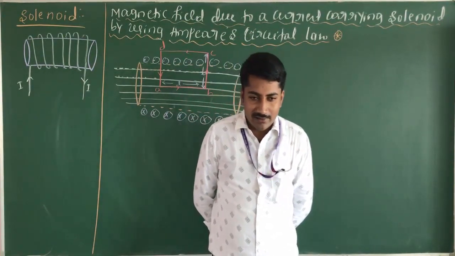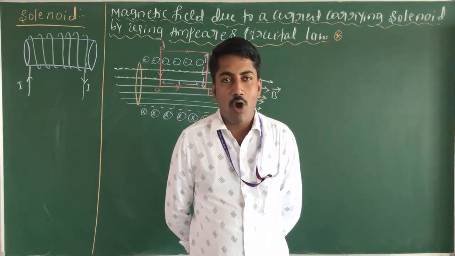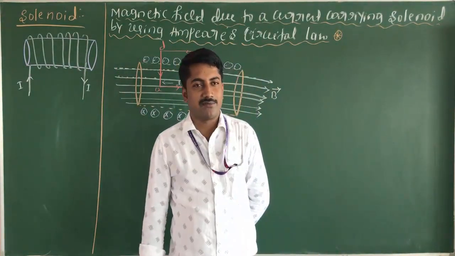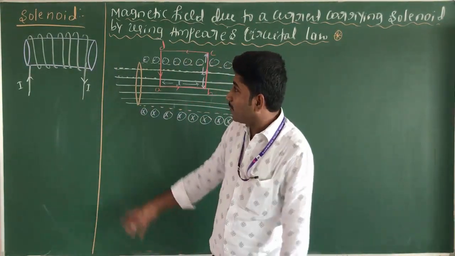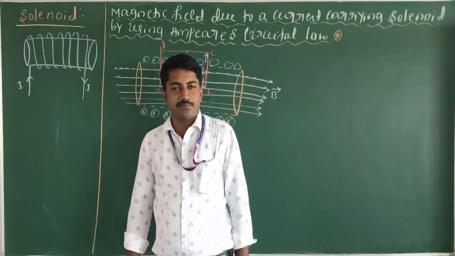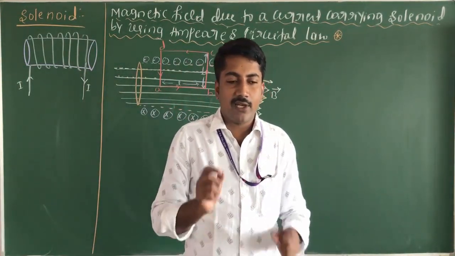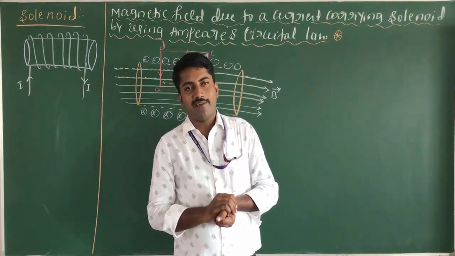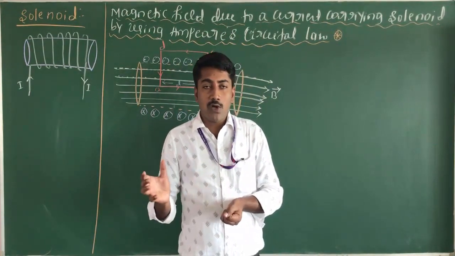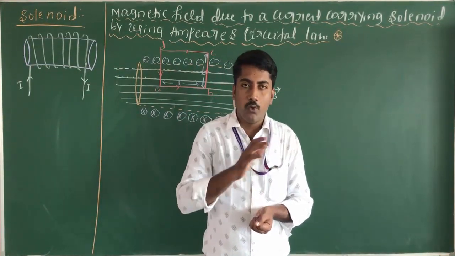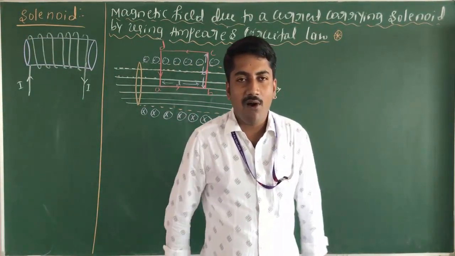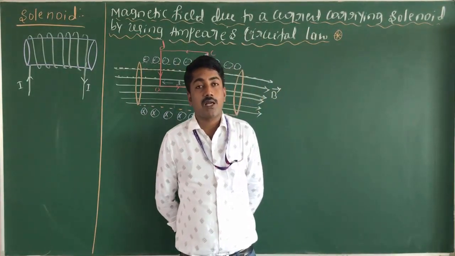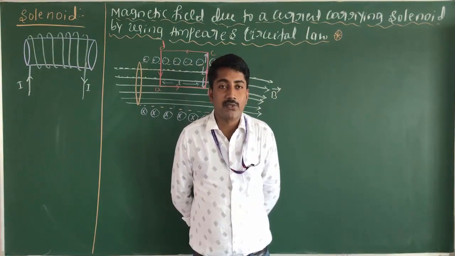Already in your 10th class, in the topic electric current, you have studied all this concept, but once again I repeat the introduction concept of solenoid. Solenoid means it is a long cylindrical coil. It consists of closely packed circular loops. Then it is called solenoid.